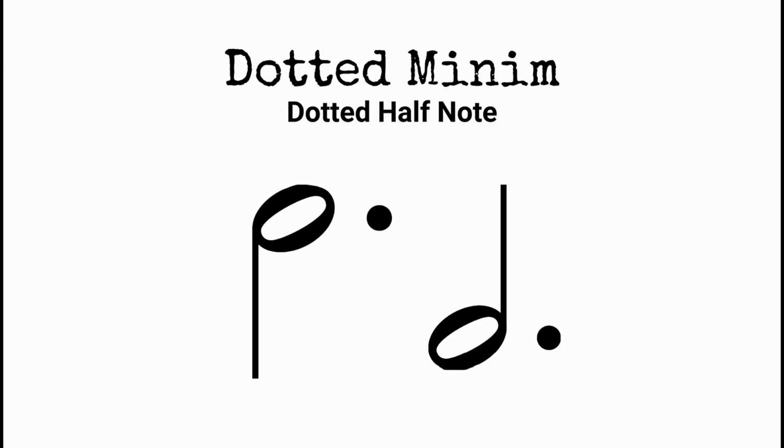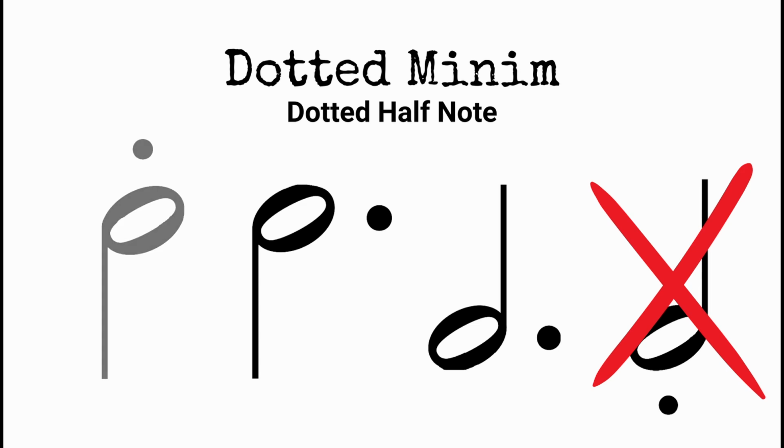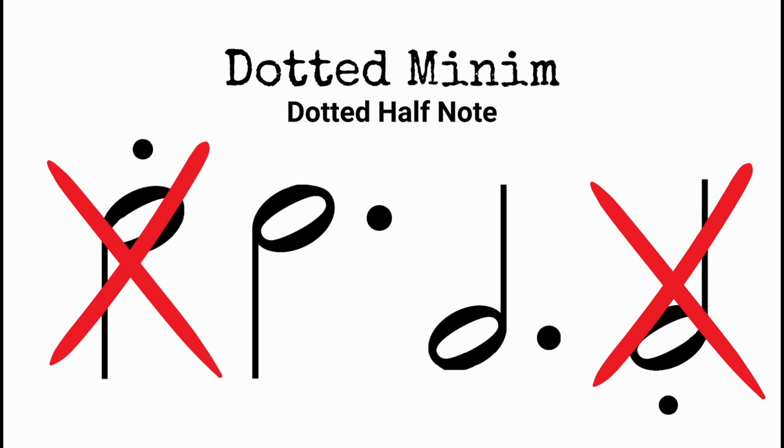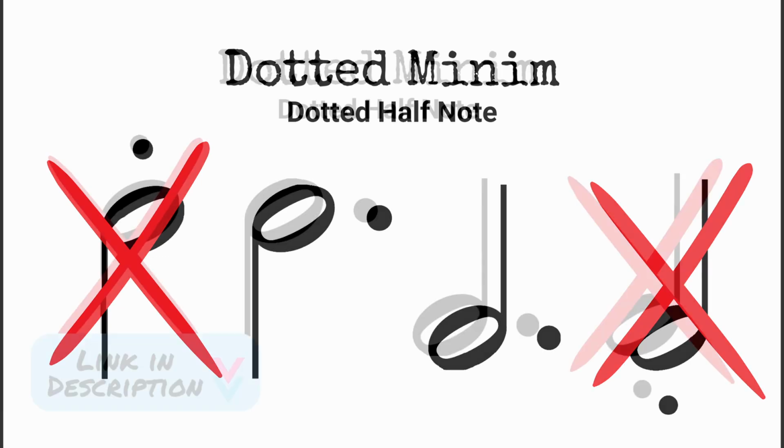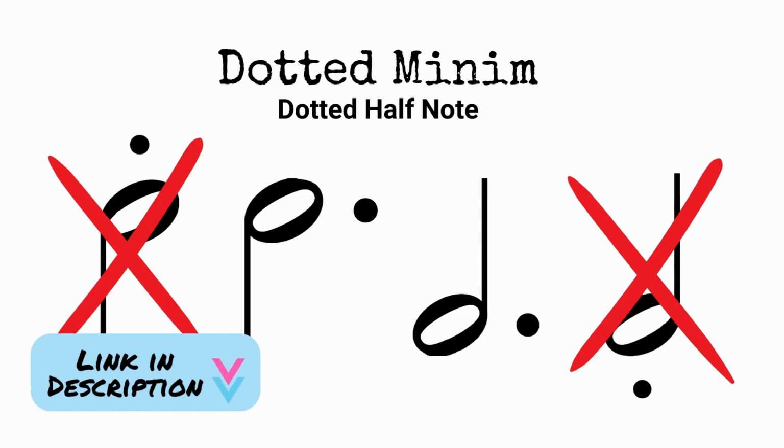Be careful, the dot of a dotted note always sits next to the note head, not under or above it. If there is a dot under or above the note, this tells us to play the note staccato, or in a detached fashion. This is known as an articulation mark, and we'll cover articulation marks in a different video.